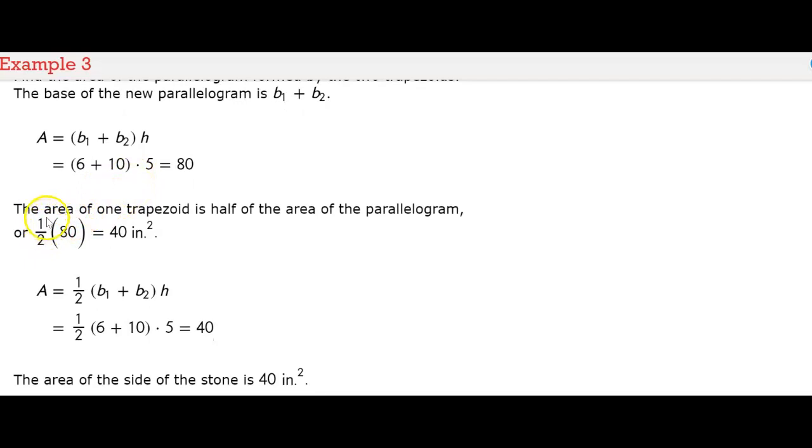And then the area of one trapezoid is half of the area of the parallelogram. So this was the whole parallelogram, but we only want half of it, which is that front piece. So you multiply 1/2 times 80, which is the same as dividing by 2, and that gives us 40 inches squared. And so we look here at the formula for a trapezoid, and its area is equal to 1/2 times base 1 plus base 2 times height. And they substituted all of the variables, and then they went ahead and did the same thing we did up here, and it still is equal to 40 inches squared.